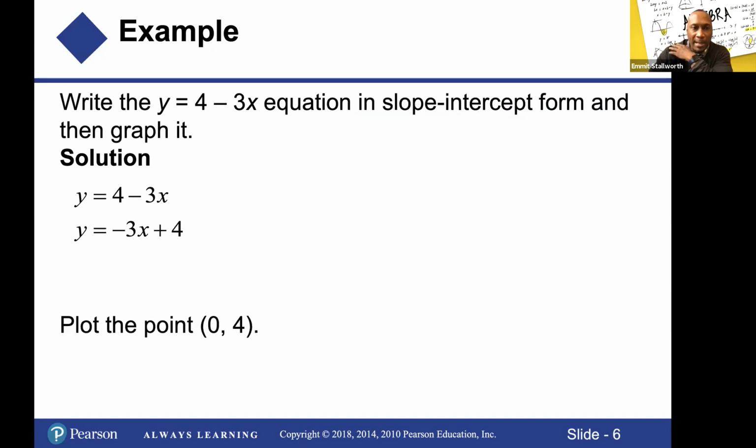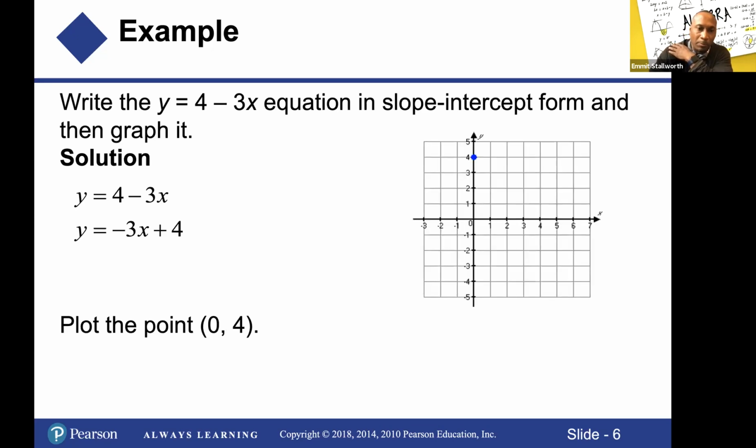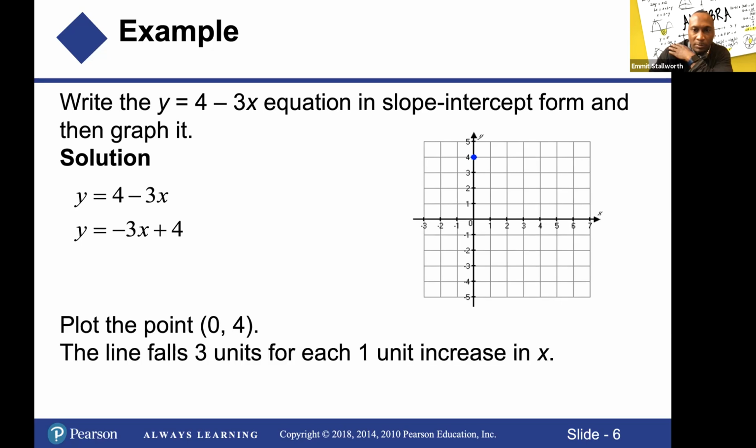Now, if you want to graph it, then we graph. So what we're going to do is plot that intercept, and then we're going to use the slope. So we're going to fall 3 units, and then we're going to run 1 unit. All right. So we fall 3 units here. Then we run 1 unit, and we put another dot right there, and we draw a line. And that's what it looks like.